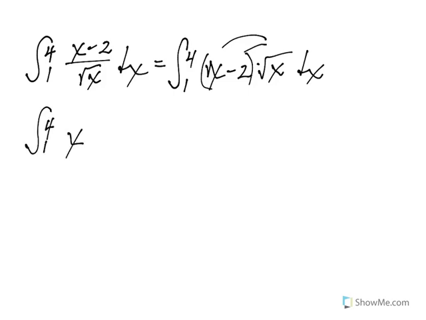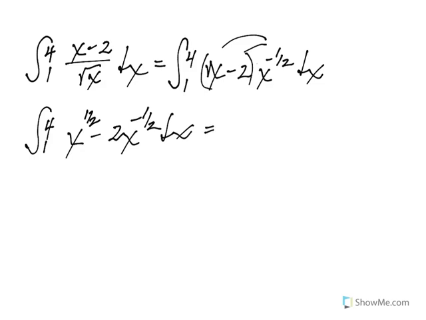Same base, you add the exponents. Excuse me, this is incorrect. I need to change this. This is actually x to the negative 1/2 since I moved it from the denominator. When I distribute this out, I get x to the positive 1/2 minus 2x to the negative 1/2 dx. And now I'm ready to go. Integrate each one of them.